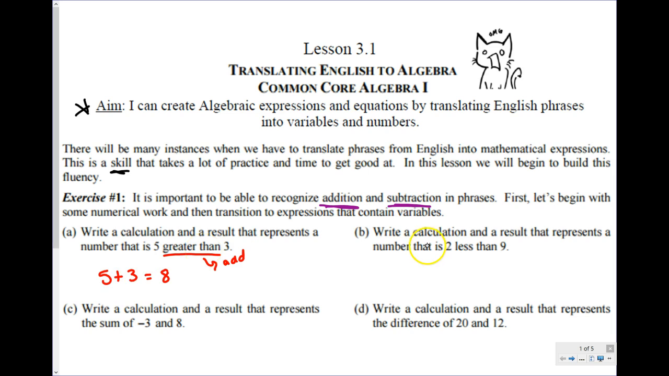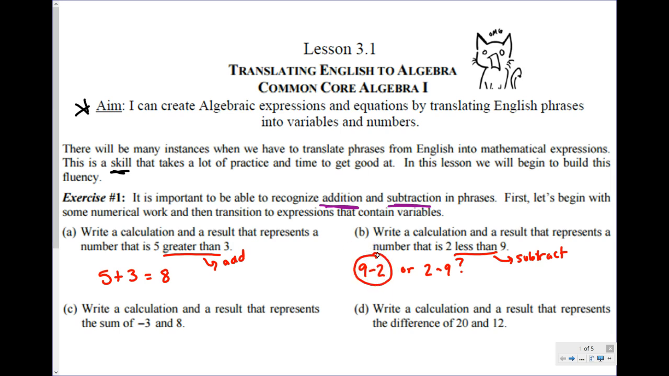B. Write a calculation and a result that represents a number that is 2 less than 9. Now this one's tricky. Less than means to subtract, but it also means to switch the 2 and the 9. Because take a look, if I want something that's 2 less than 9, do I want 9 minus 2 or do I want 2 minus 9? If it's 2 less than 9, then it's got to be this first one right here.